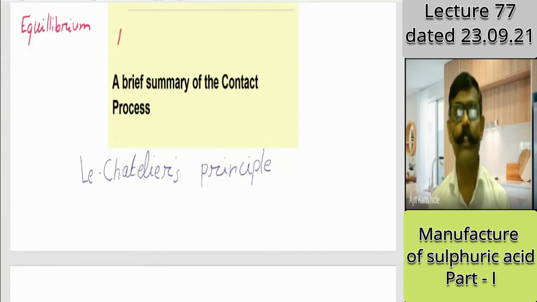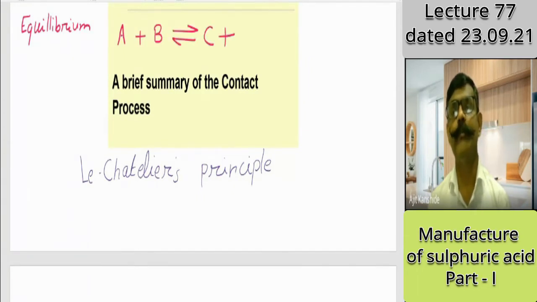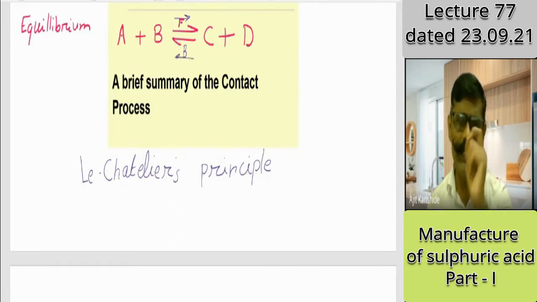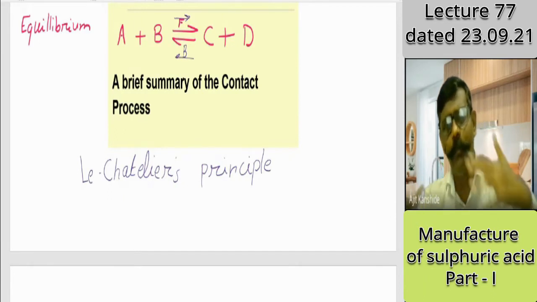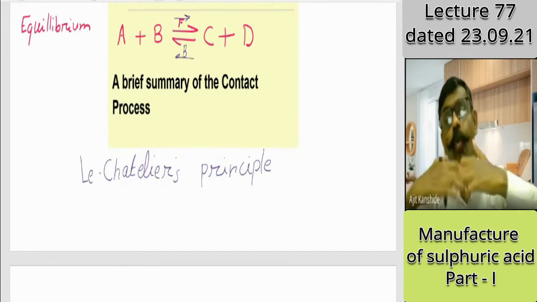Equilibrium means if you consider the reactants, say A plus B, which produce C plus D, for example. This reaction we call the forward reaction, and the other reaction we call the backward or reverse reaction. The rate of the forward reaction and the rate of the backward reaction remain different. But one situation comes, one instance comes, at which both are equal.